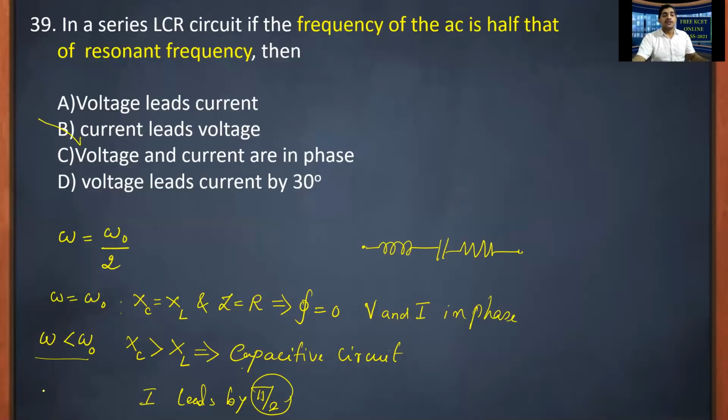If some other question asks omega greater than omega naught, then what happens? XL will be greater than XC, wherein it behaves like an inductive circuit, and then the voltage leads the current. So A must be the option there. But in the given question, the option is B. So current leads the voltage, right?